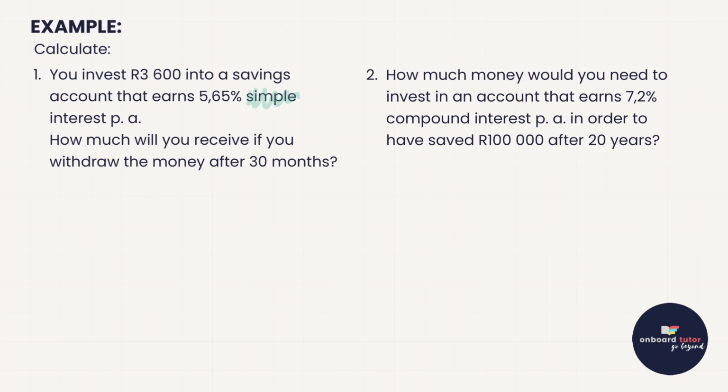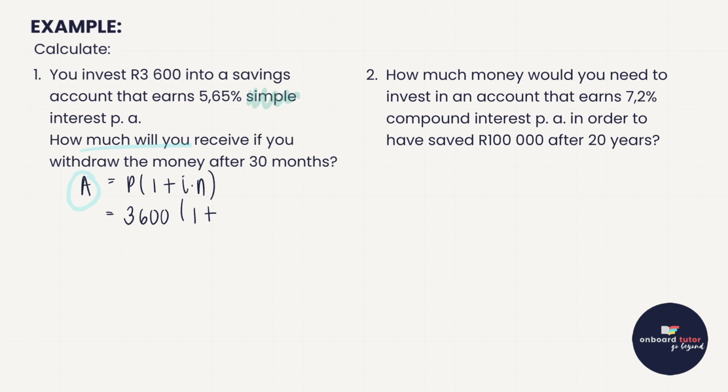Let's pop our formula down. So we know that A, this is a simple interest question, is equal to P(1 + i × n), or n times i. It's really up to you. A is what they want. At the end of the day, how much will I receive? P is the present value when I invested it. So that's going to be the 3,600 Rand. So 3,600 (1 + i).